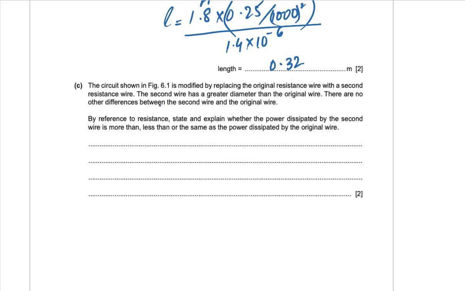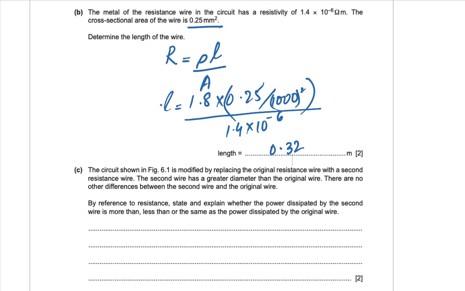All right. Part C, the circuit shown in figure 6.1 is modified by replacing the original resistance wire with a second resistance wire. The second wire has a greater diameter than the original wire. There are no other differences between the second wire and the original wire. By reference to resistance, state and explain whether the power dissipated by the second wire is more than, less than, or the same as the power dissipated by the original wire.